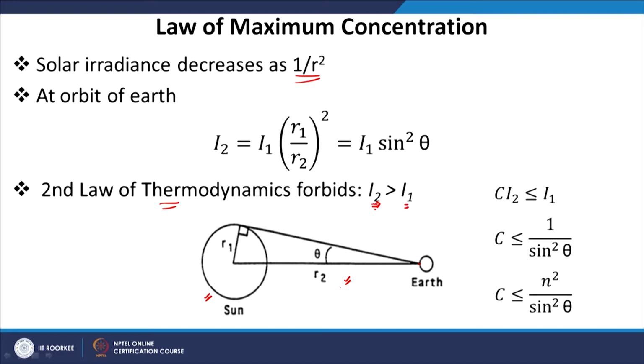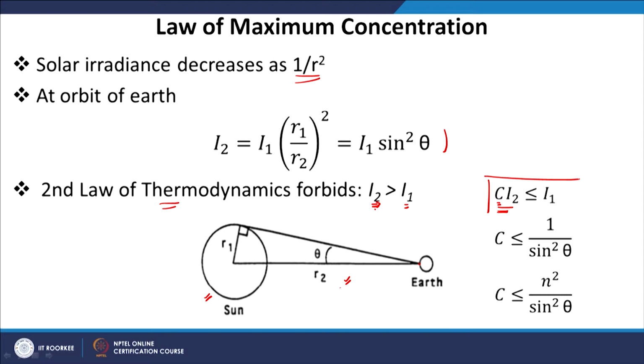Now, how can I2 increase? As per this relation, I2 will always decrease. The farther you go from the sun, the intensity should decrease. So, what is the mechanism by which intensity can increase? The mechanism is concentration. We can concentrate solar radiation by either mirrors or lenses. By focusing through mirrors and lenses we can concentrate, but the thermodynamic limitation says that C times I2 should be less than or equal to I1.